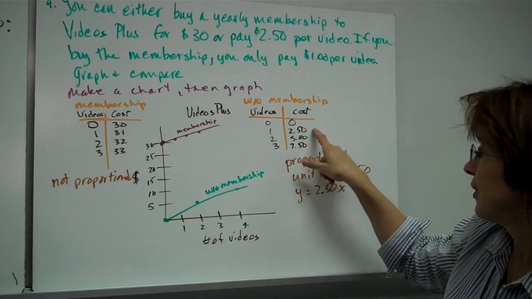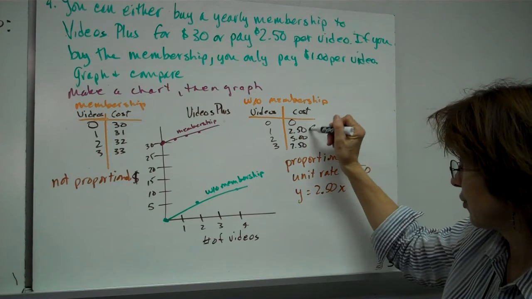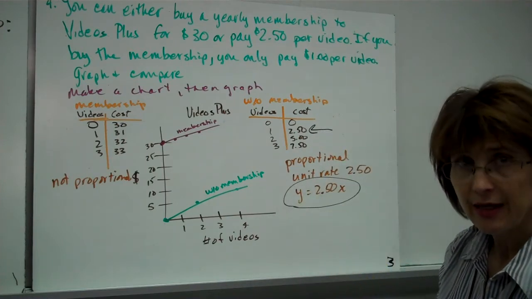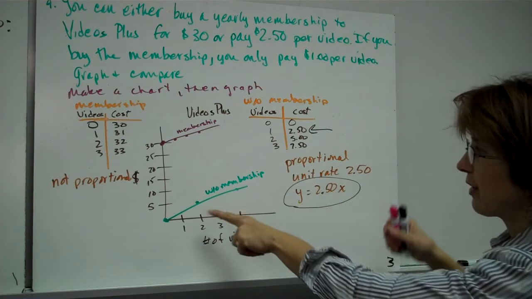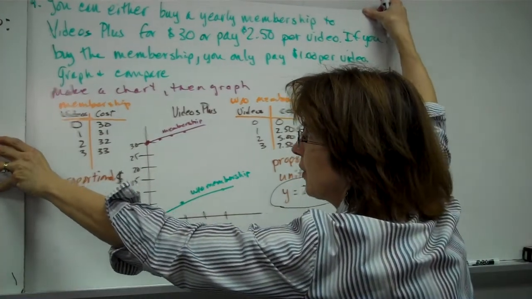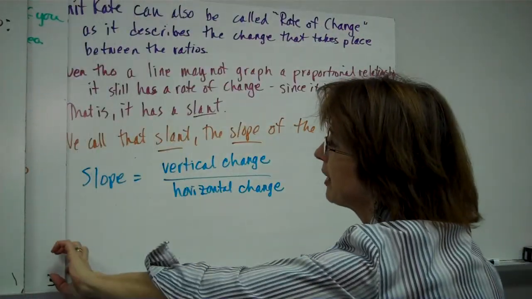The unit rate was $2.50, and so the equation, I already have the one where x equals 1, so that $2.50 is our unit rate, and there's my equation, y equals 2.50x, for that particular graph of that green line.